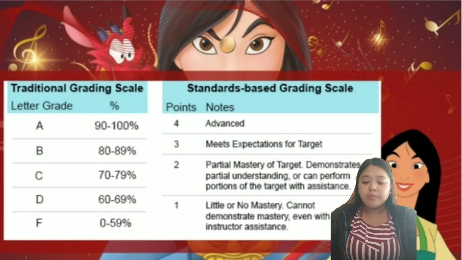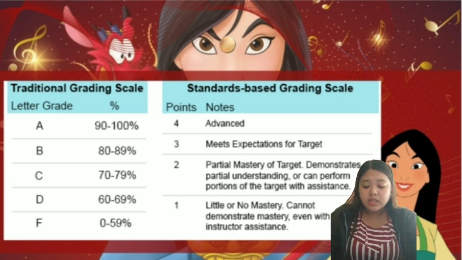They do not indicate patterns of strengths and weaknesses. You can see here an example of the traditional letter grade system: A for 90 to 100%, which is advanced; B for 80 to 89%, which meets the expectations or targets; C for 70 to 79%, partial mastery of the target, which demonstrates partial understanding or can perform portions of the target with assistance; D for 60 to 69%; and F for 0 to 59%, which is little or no mastery.